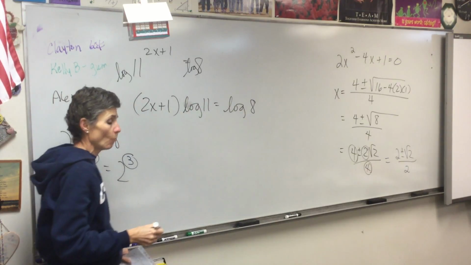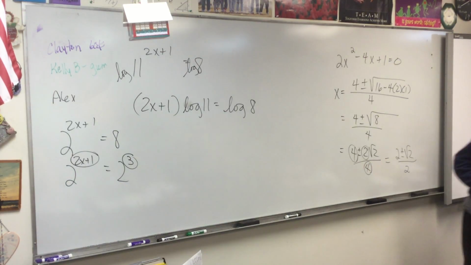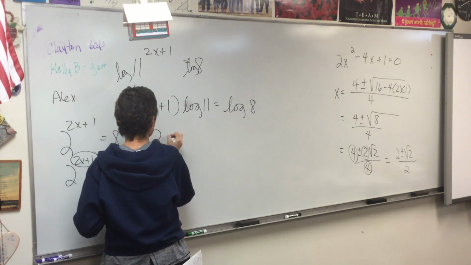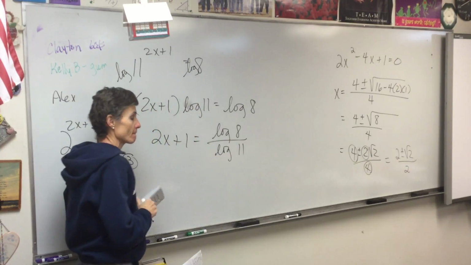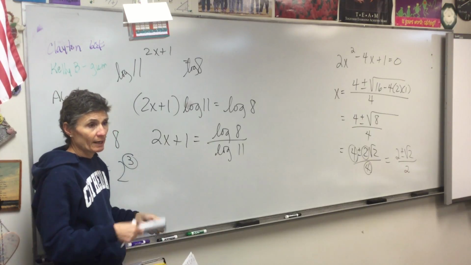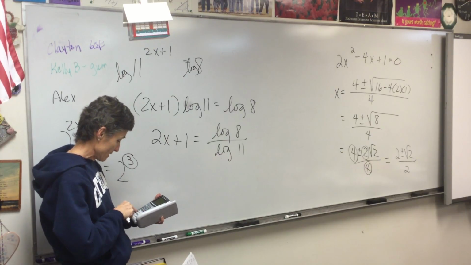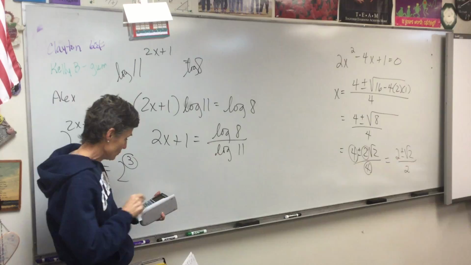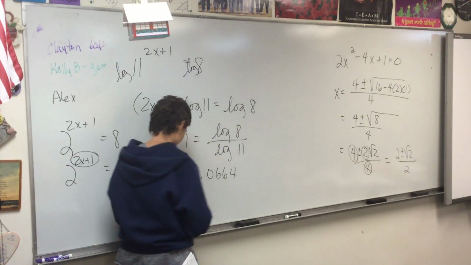And now I want to solve for x. You can do this however it makes the most sense to you. Personally, what I will do is go ahead and divide both sides by the log of 11. So I'll have the log of 8 over the log of 11. And then how will I get x by itself? Once I get this number, I will what? Subtract 1 and divide by 2. So the answer we should get: log 8 divided by log 11, and then I'm going to subtract 1, divide by 2. We should get negative 0.0664 as the answer.